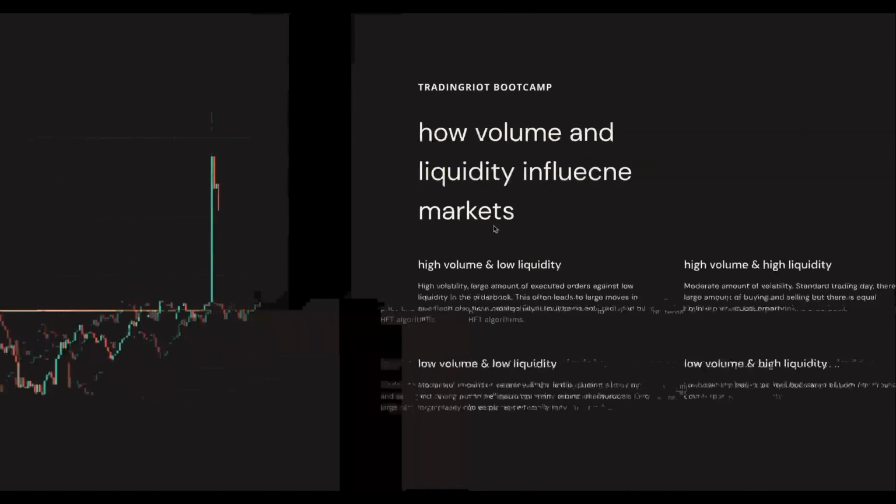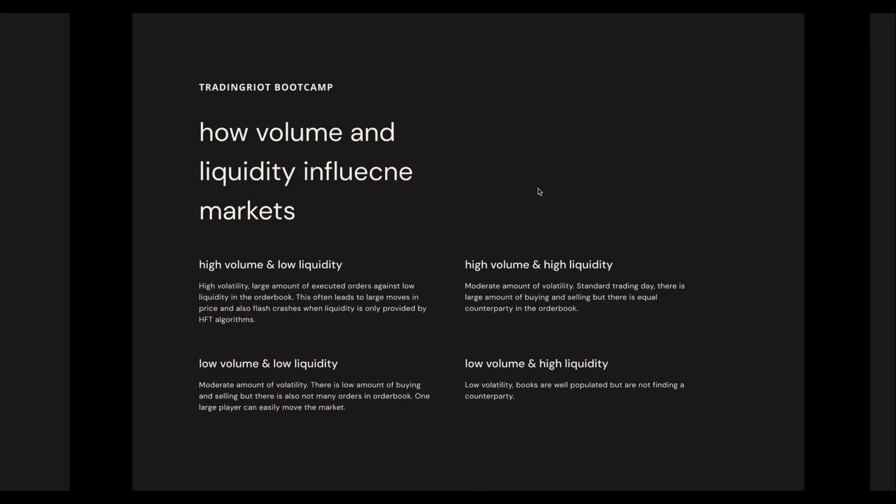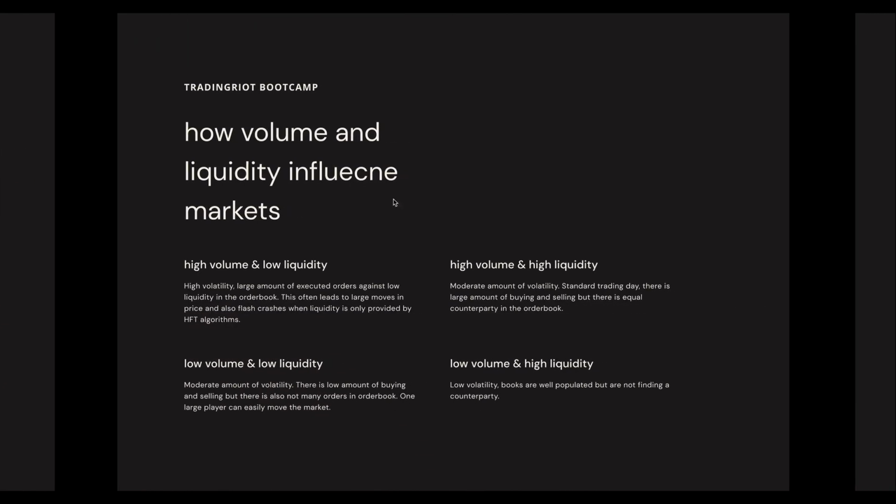So how do volume and liquidity influence the markets? There are four situations, basically four conditions, which you will find markets trading in.